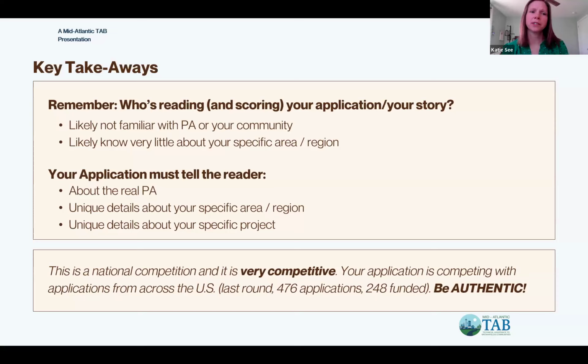Let's see. So the application needs to tell the reader, we say, about the real Pennsylvania. It's easy to think about some of the key things we know about, right? Some agriculture, the coal history. These are some things that are in a broader context, but what's it really like in your community or that region that you're looking to focus on? This is where you need to pull out those unique details about, again, the area and the specific project.